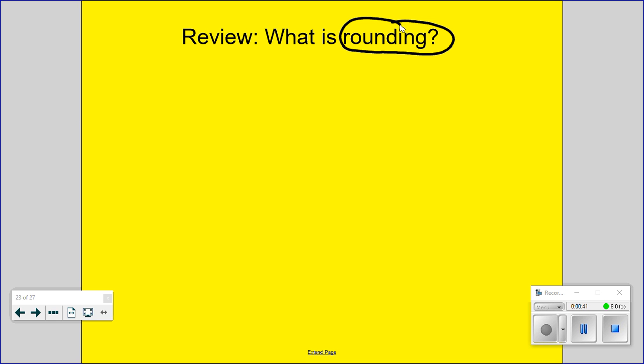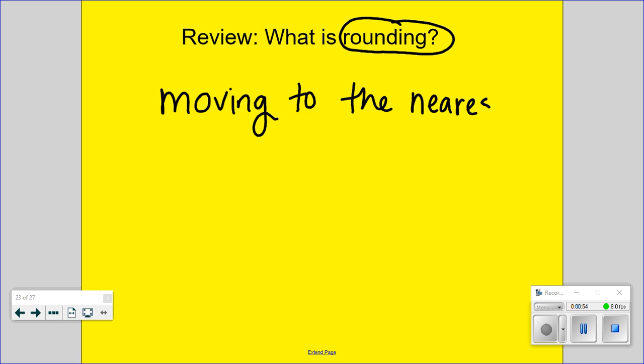Bailey, you remember? Moving to the nearest... Love that. So Bailey said that it is moving to the nearest benchmark. I love that. Moving to the nearest benchmark. Gracie, can I give you a hint? If I say the same sentence over and over again, you probably need to write it.